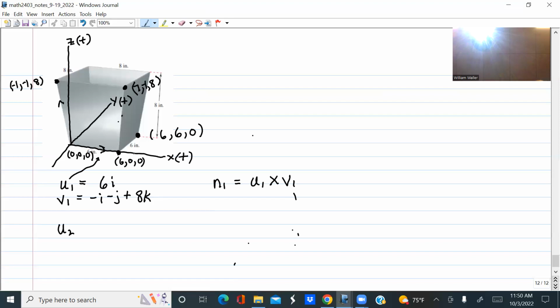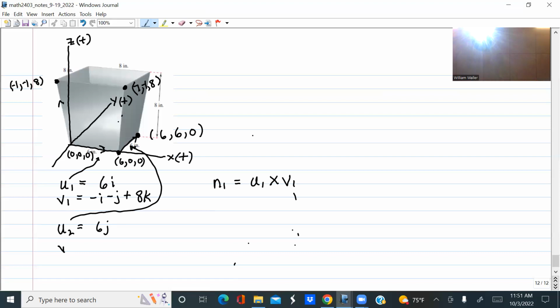Let's call U1 this vector that runs along this edge. So what's that vector? Is that 6j? Yes, 6j, right? You're not going up, so the z component is zero. You're going back in the positive direction, six, and you're not going left and right. You're moving from this point to this point. So this vector in standard form is 6j.